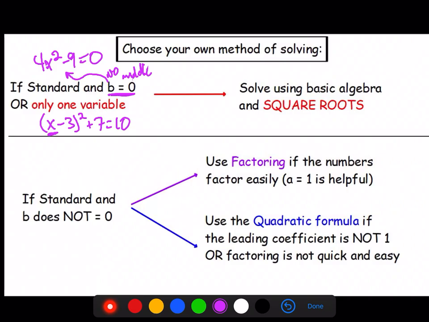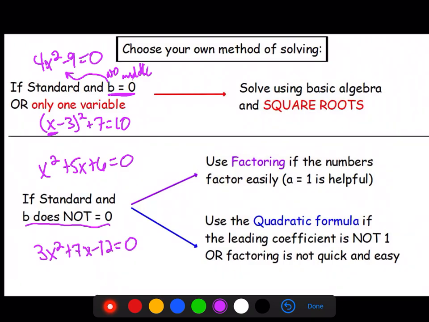Now, if it's standard, b does not equal 0. What if we have a middle term? What if we have something more like x squared plus 5x plus 6, or 3x squared plus 7x minus 12, equal to 0? What if we're in standard form? We can get it into standard form, we're equal to 0, but we have a middle term. Well, now I can't use square roots. But the next thing I would look at is, and again, both of these methods, factoring and the quadratic formula, if we're equal to 0 and in standard form, both of those methods are great ideas.